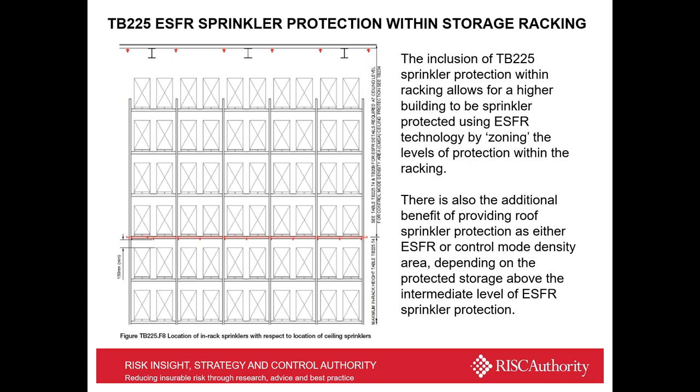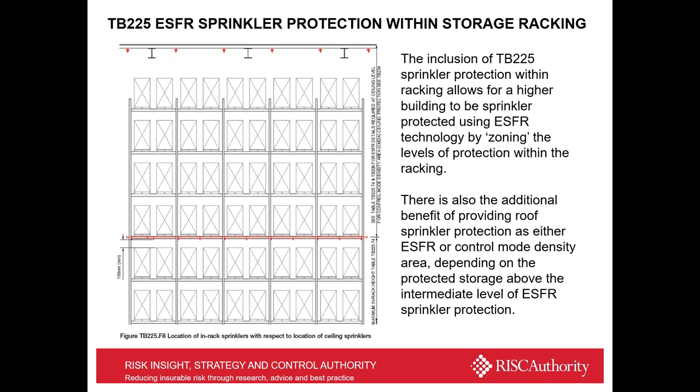So it's not limited to one level of sprinkler protection within the racking. You could have two levels, three levels of sprinkler protection in the racking, and they are zoned per installation. There is also the additional benefit to providing roof sprinkler protection, either as ESFR to control all the storage above the last level of in-rack, or depending on how much storage is above that top level of in-rack, you could use control mode density area based on requirements of TB234.